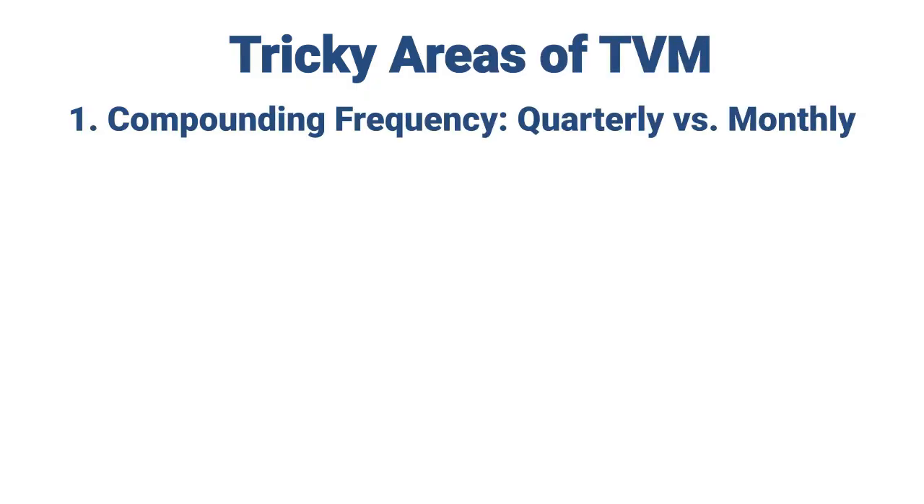Now that we've brushed up on the basics, let's dive deeper into the tricky areas that could appear on your exam. Tricky areas of TVM. 1. Compounding frequency, quarterly versus monthly. In many cases, interest is compounded more frequently than annually, such as quarterly or monthly. You must adjust both the interest rate and the number of periods accordingly. Let's take a look at a worked example using quarterly and monthly compounding.